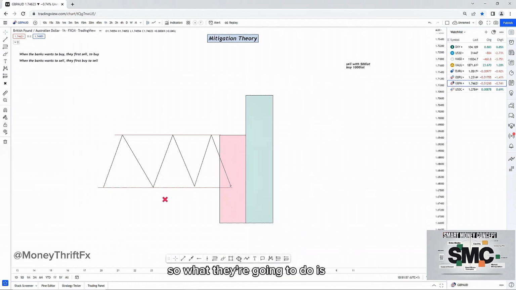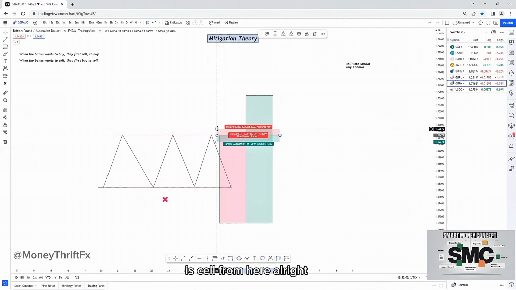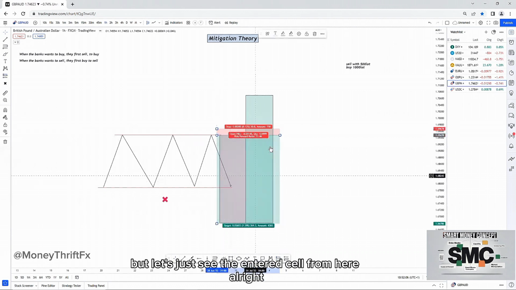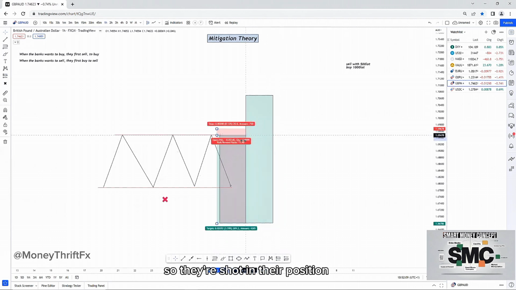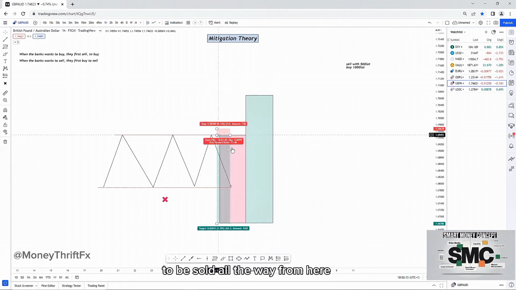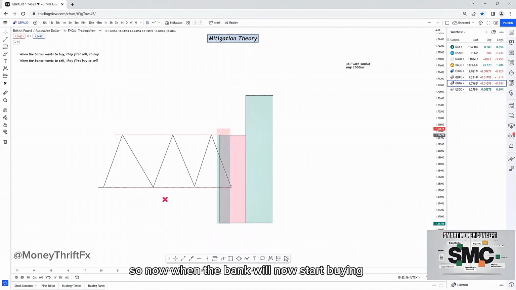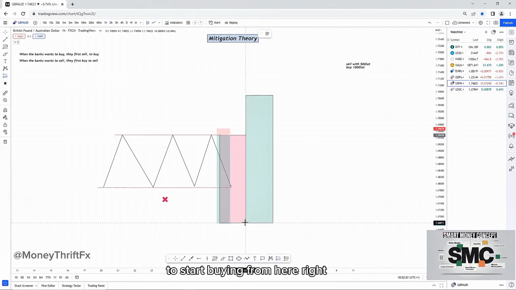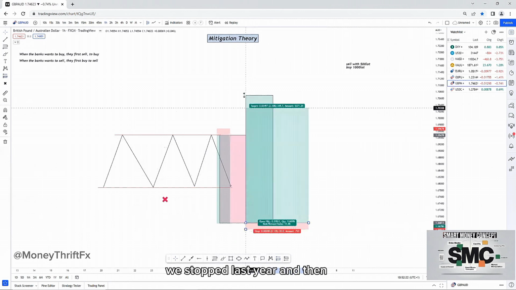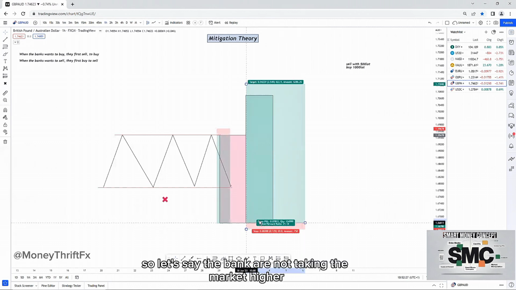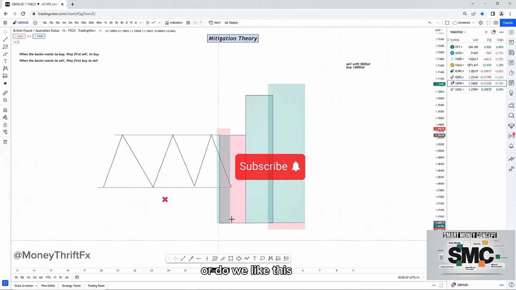Let's say they entered from here. They sell from here. Normally they don't use stop loss, but let's just say they enter the sell from here. So they are shorting their position. They enter this sell position from this point, so they sold all the way from here. Now when the banks start buying, let's say they enter with 1,000 lot size to start buying from here, with a stop loss there, and then they take the market higher, something like this. So the banks are taking the market higher all the way like this.